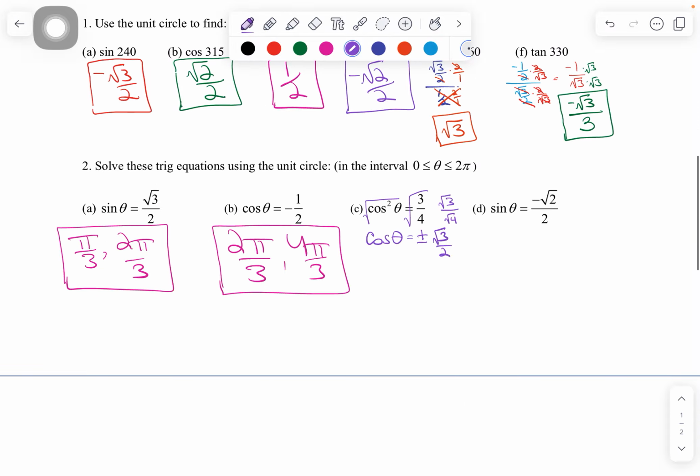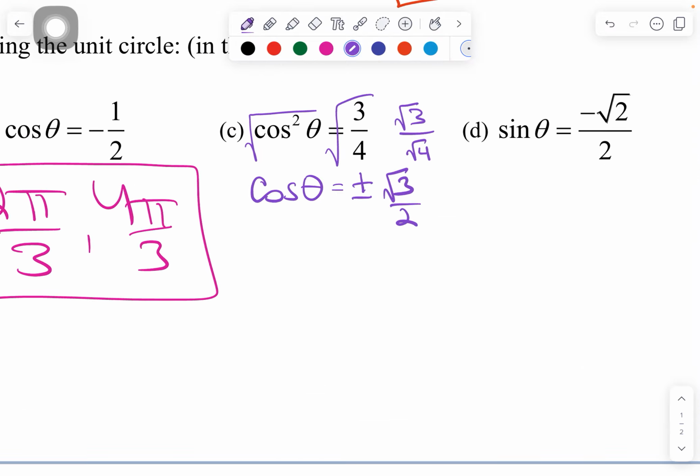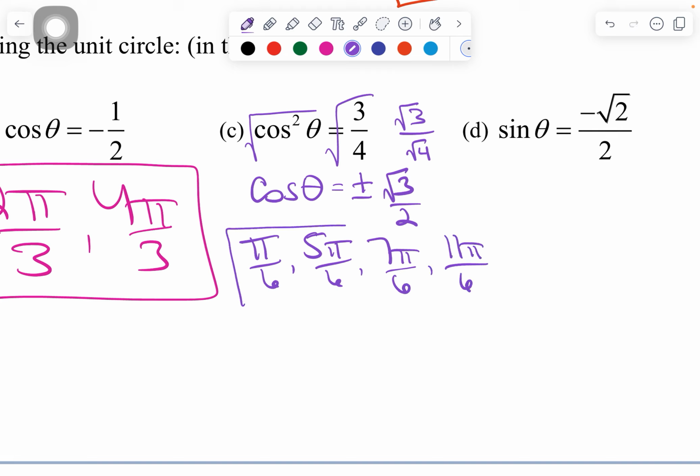Sliding down here, what did I say? Pi over 6, 5 pi over 6, 7 pi over 6. Those 6s are looking sad. All right, better. And 11 pi over 6. All four of them are valid answers.